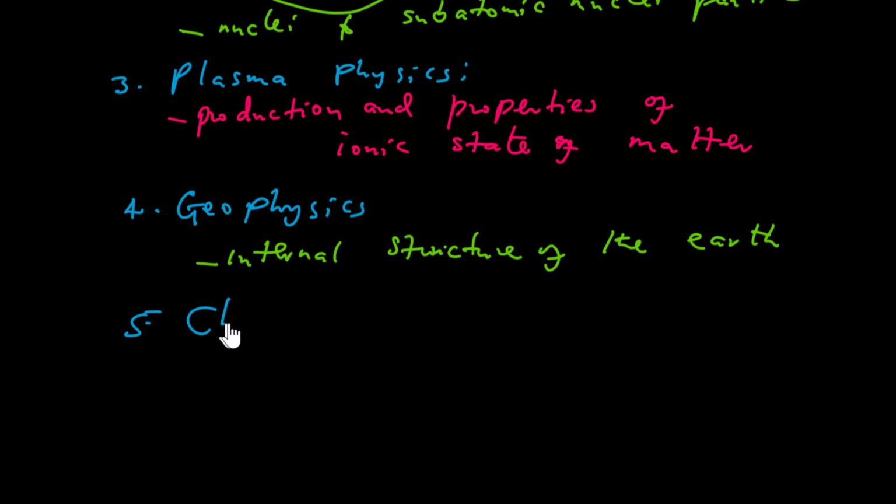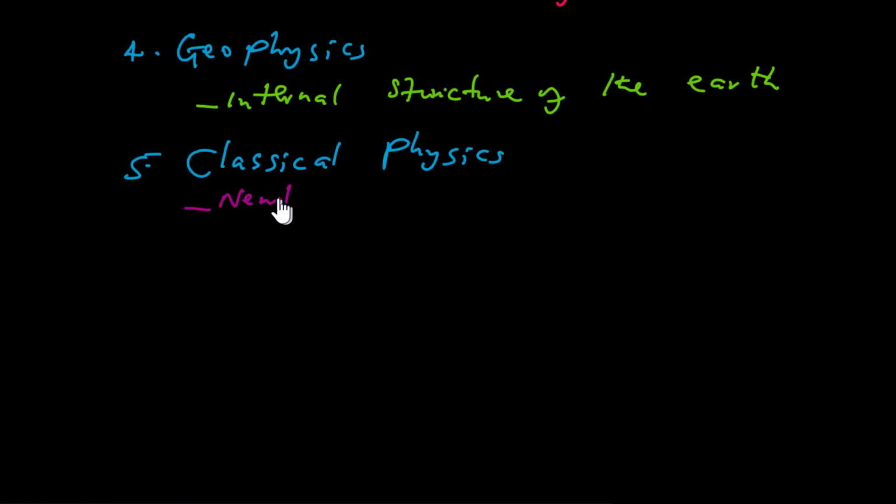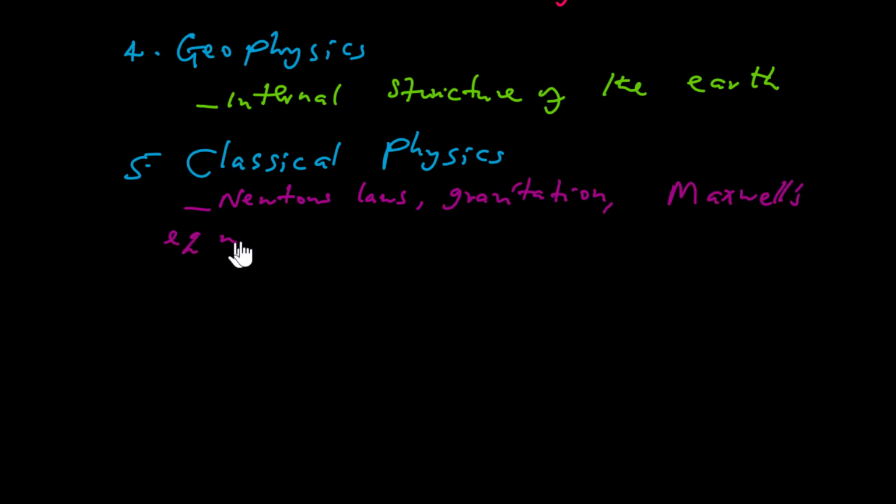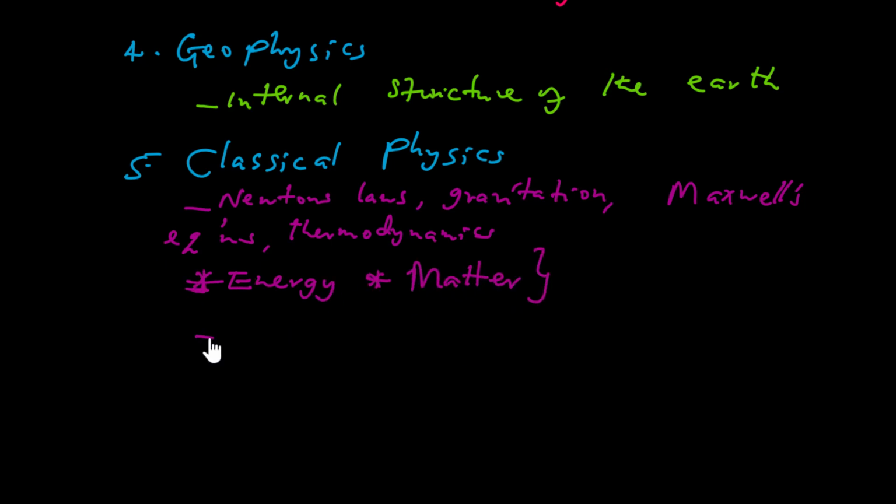Our fifth branch of modern physics includes classical physics. Classical physics is a branch of physics that deals with Newton's laws of motion, the law of gravitation, Maxwell's kinetic theory, and thermodynamics. Classical physics is mostly related to energy and matter, which are considered as different entities. The main branches of classical physics are acoustics, optics, classical mechanics, and electromagnetism.